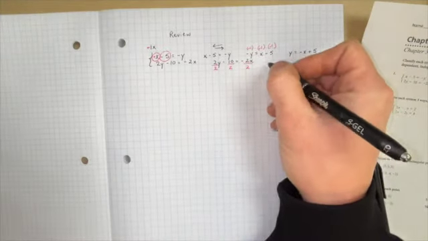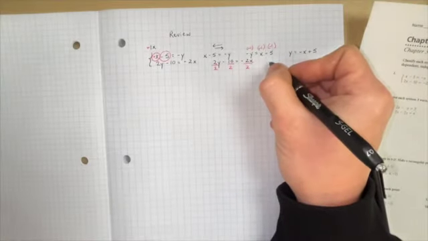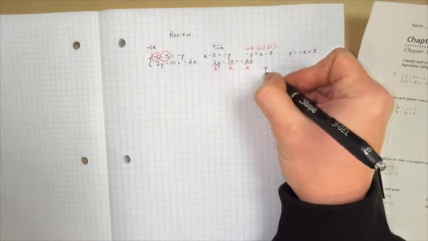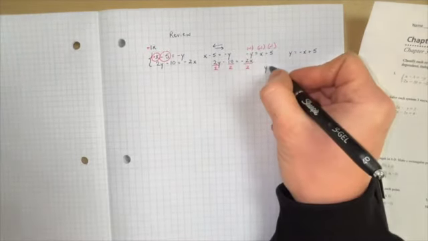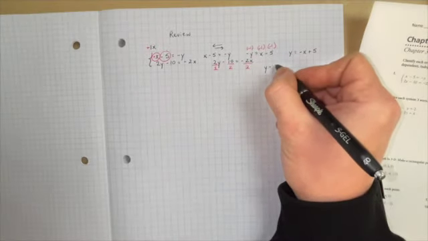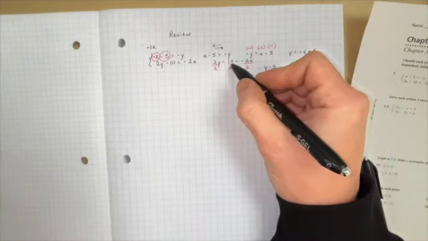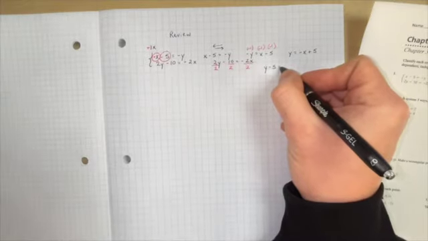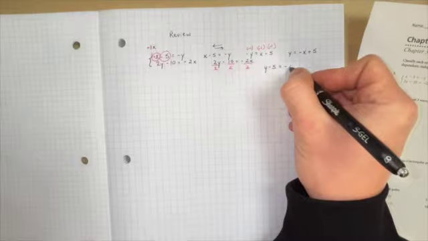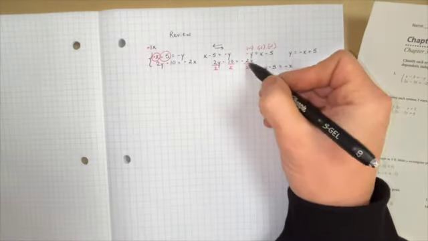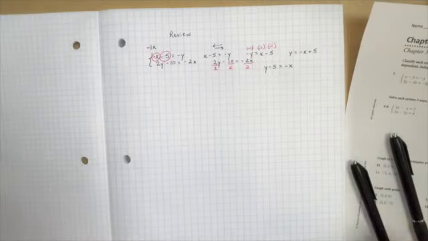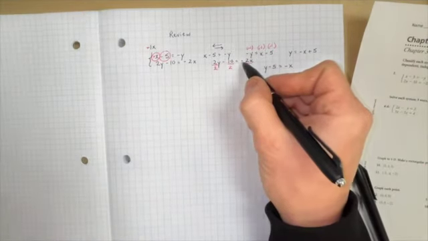So this now becomes y. I'm going to skip down just a little bit. 2y over 2 is equal to y, minus 10 divided by 2 is minus 5, is equal to negative 2x over 2, which is negative x. 2 over 2 is 1, and I have to keep this negative.